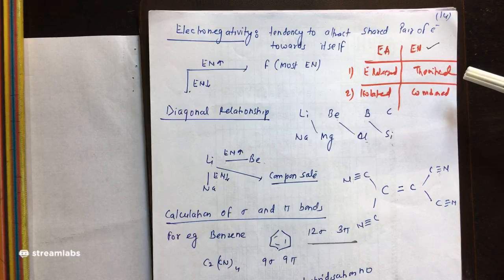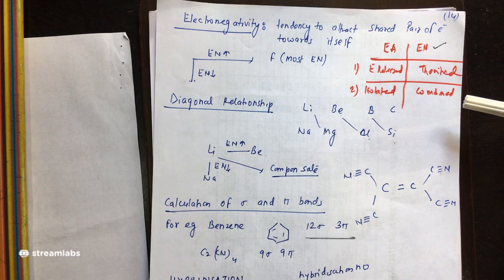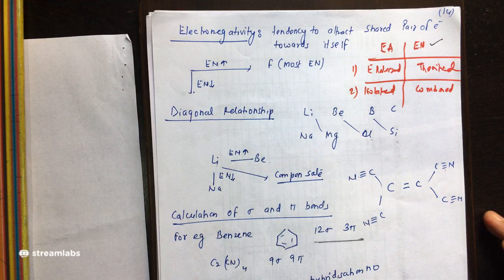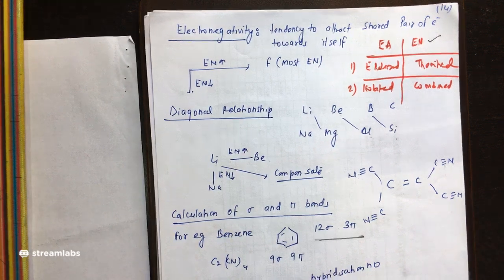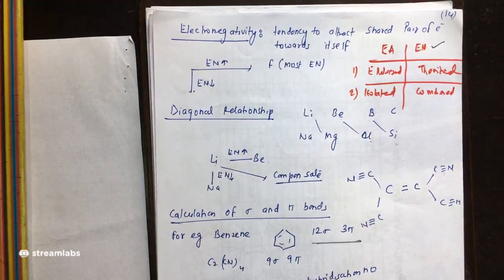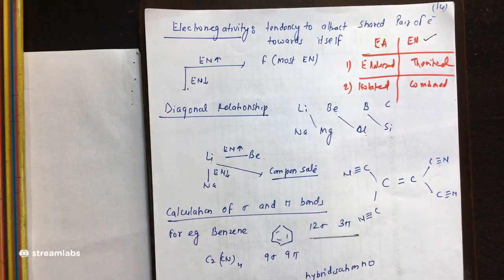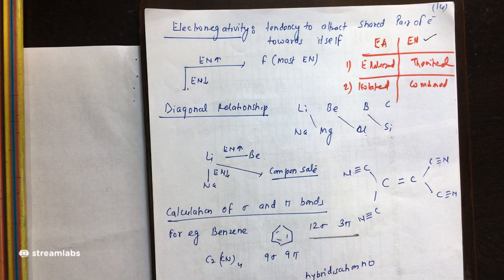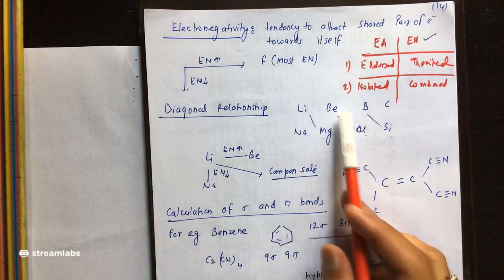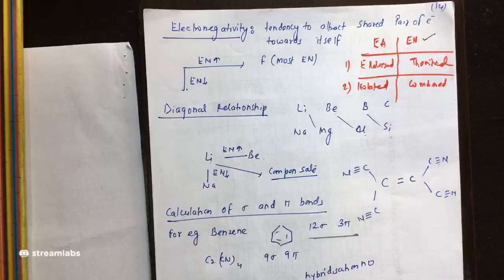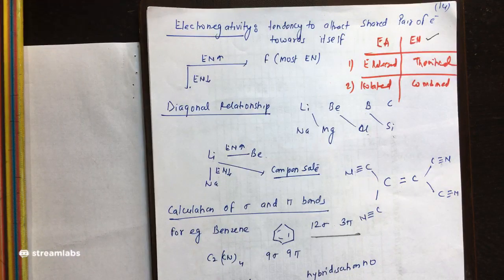Electronegativity decreases down the group and increases along the period. So fluorine is the most electronegative. A diagonal relationship has also been observed in the periodic table: lithium and magnesium, beryllium and aluminum, boron and silicon show a diagonal relationship. Why was this diagonal relationship observed?